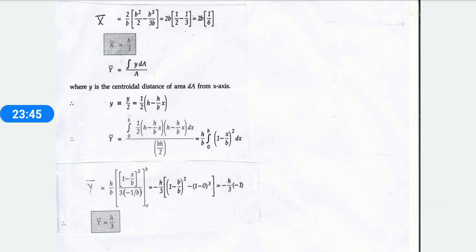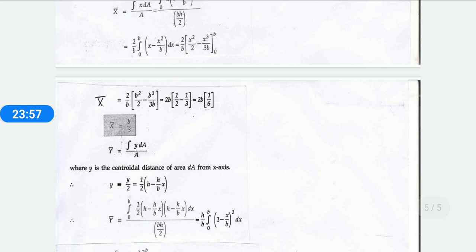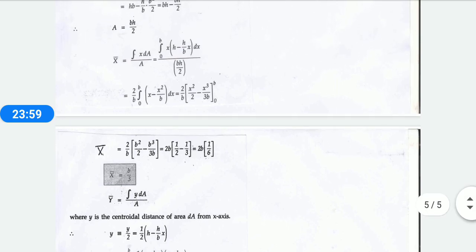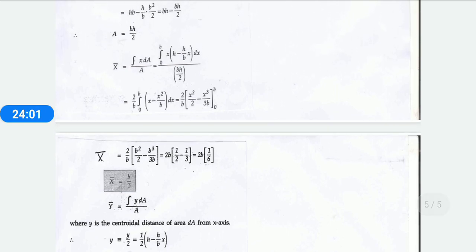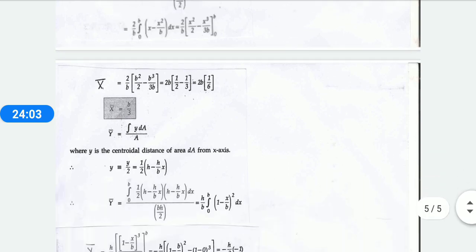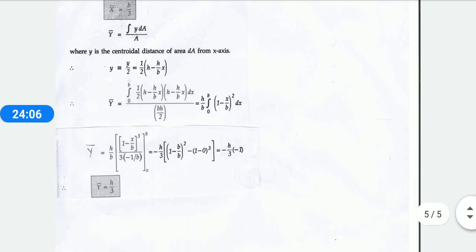For no other reason should these values be changed. This is like a constant formula. This will be useful when you are doing numerical problems. Whenever we are using some centroid problems, you can easily say that x bar will lie at breadth divided by 3 and y bar will lie at h divided by 3. This is like formula preparation.